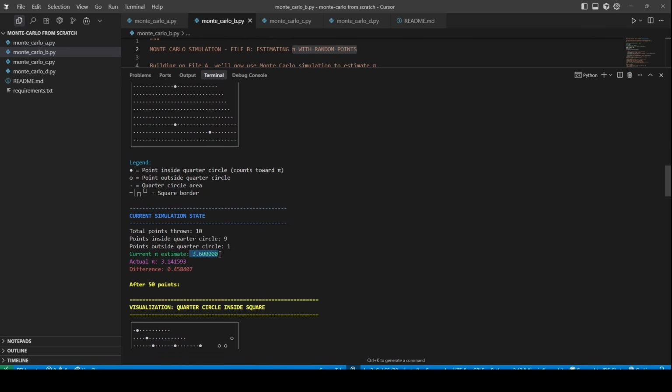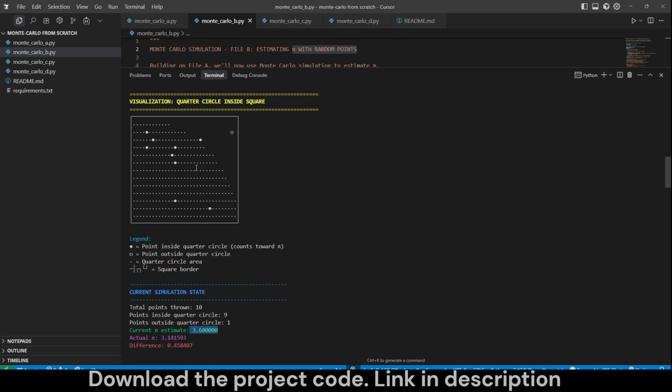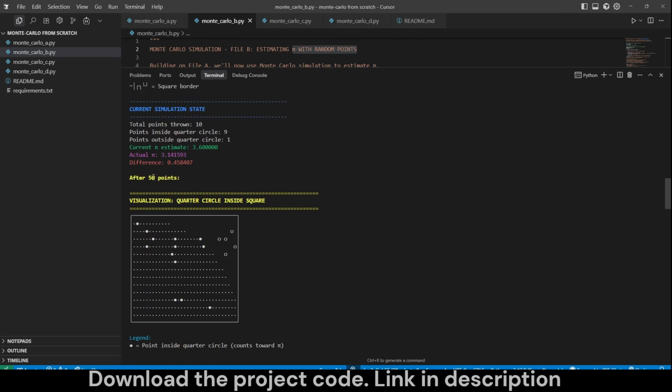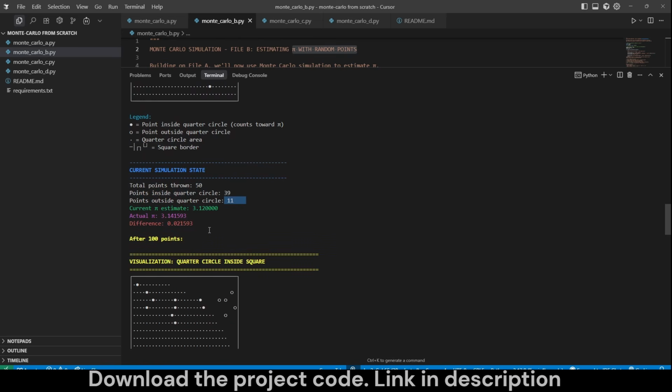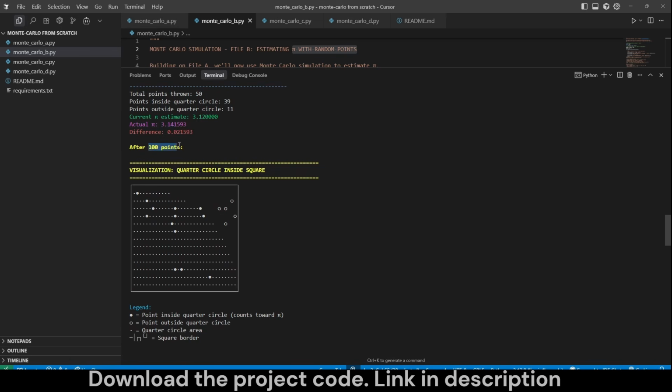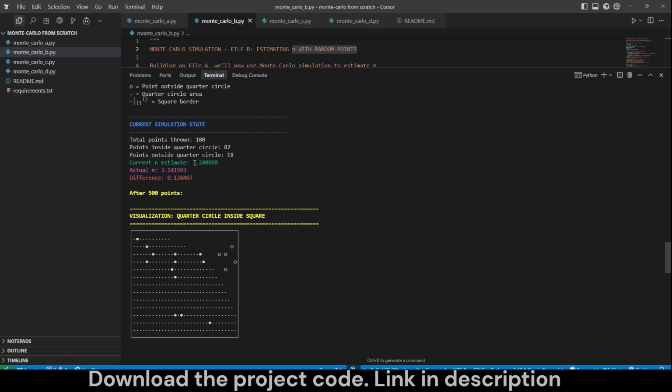So there's quite a difference, but we are already getting pretty close by just throwing 10 dice. So this is pretty fascinating, actually. Now, if you throw 50 of them, 39 of them land inside and 11 outside, and this gets us to 3.12, much closer. After 100 dart throws, we get to 3.28 versus 3.14.